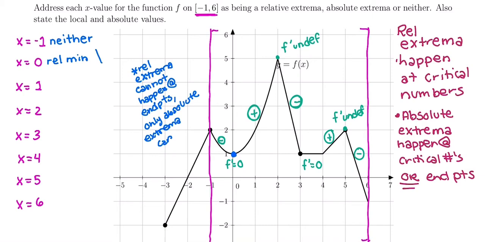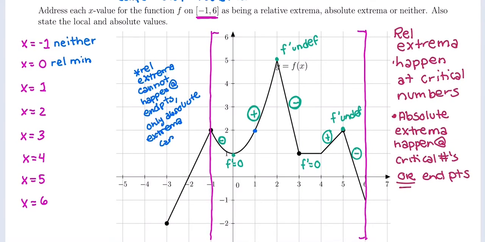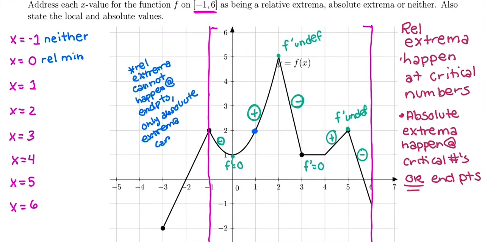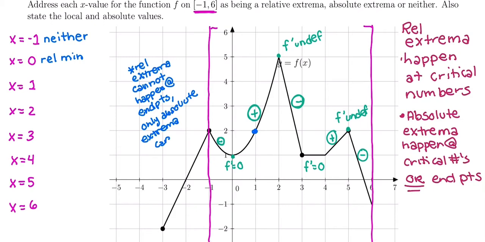Decreasing to increasing. Next x value that we're interested in is x equals 1. So right off the bat, that is not a critical number. It's increasing there. So it's not going to be a relative max or min. It's also not an endpoint with that as the highest or lowest. So this is just going to be neither.